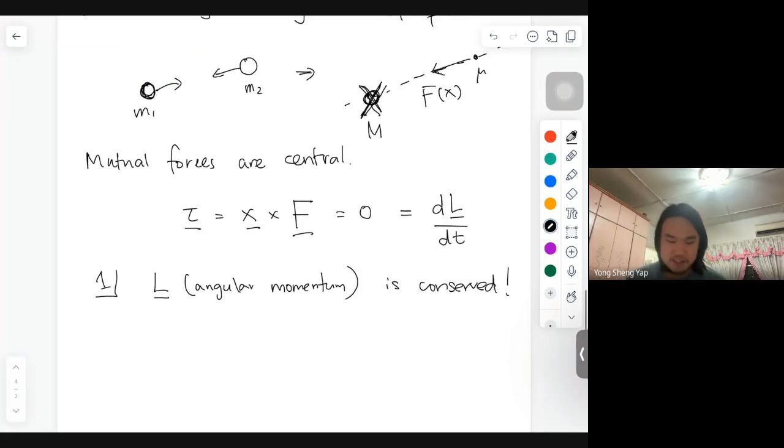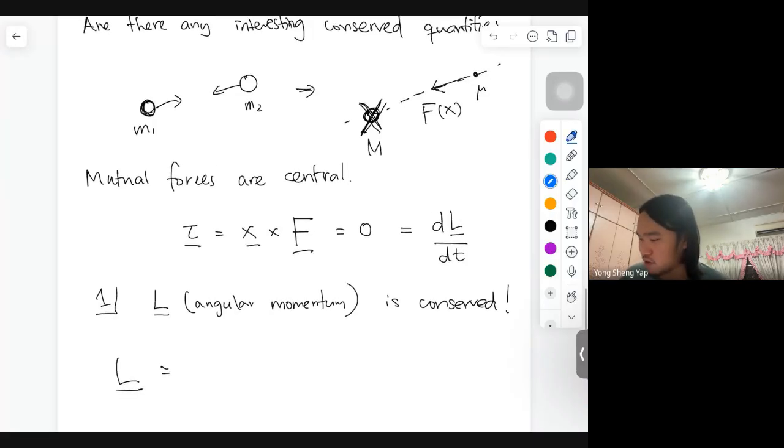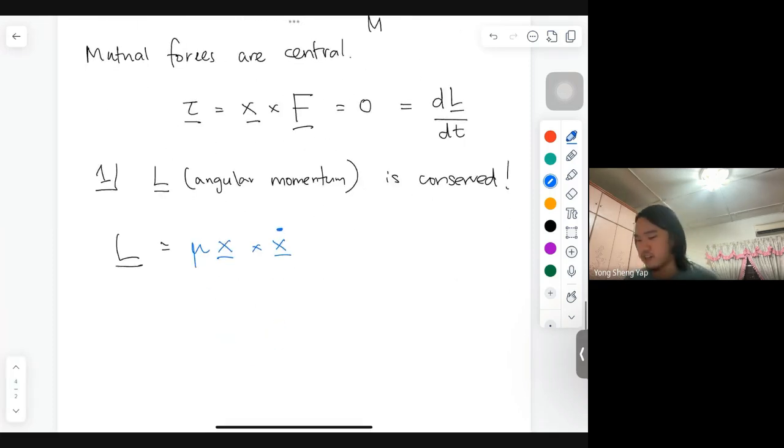One fun thing to see is that the angular momentum of the second system is basically just that of the reduced mass, whatever it does, maybe it orbits around the center of mass. So this is just given by the reduced mass times the position cross the velocity of the mass. And this thing is going to be constant.